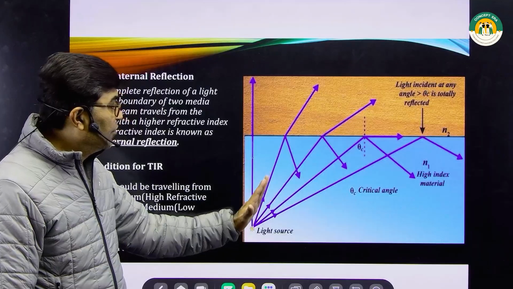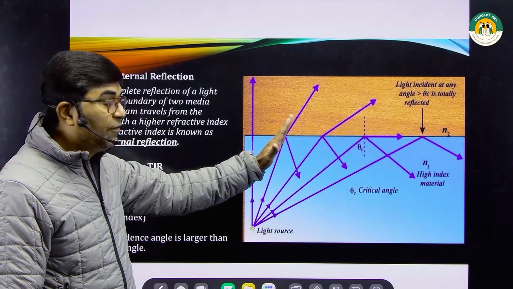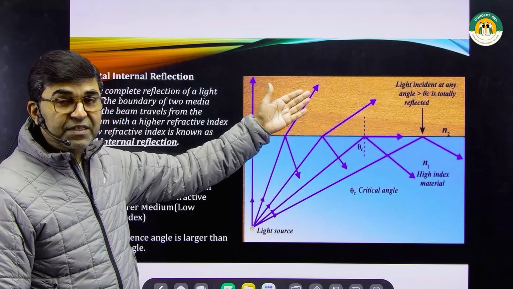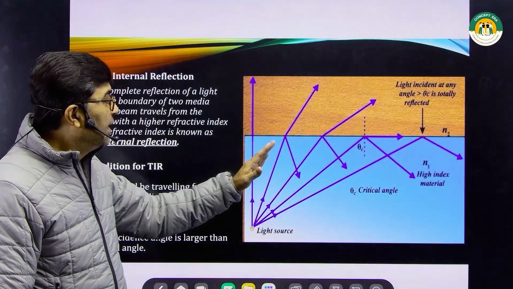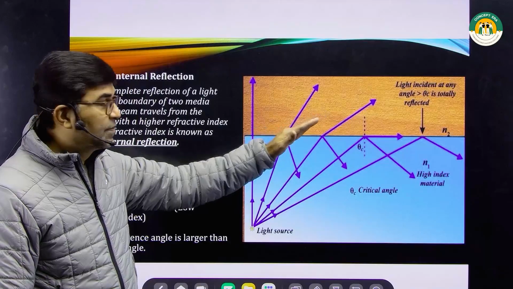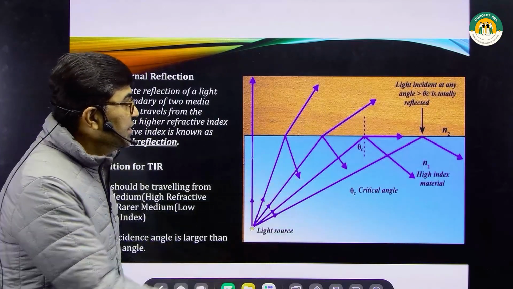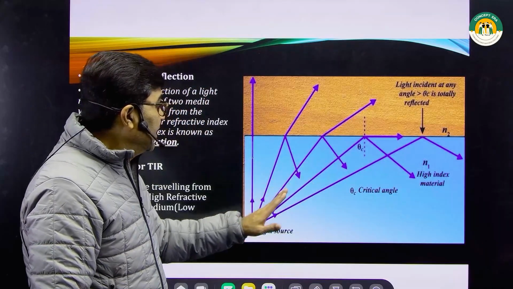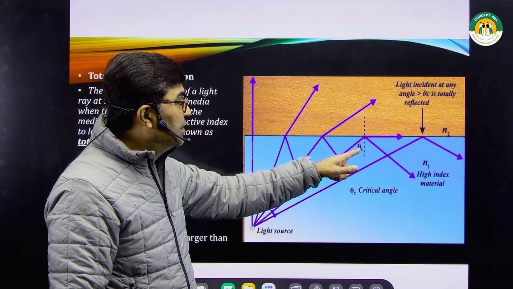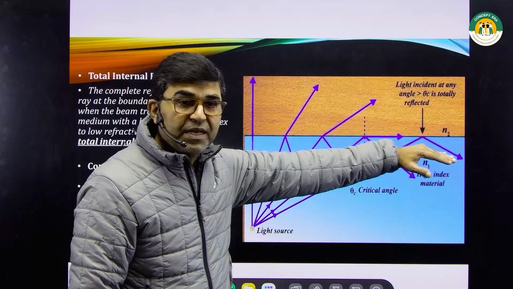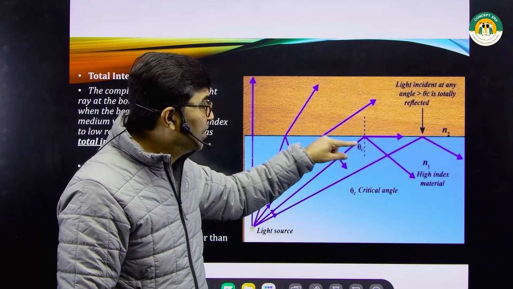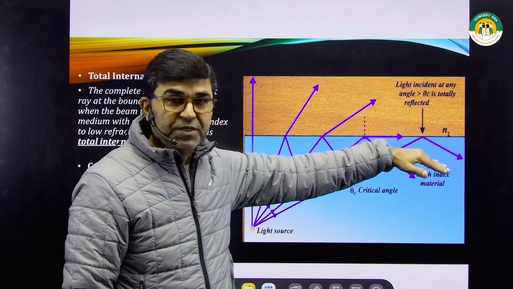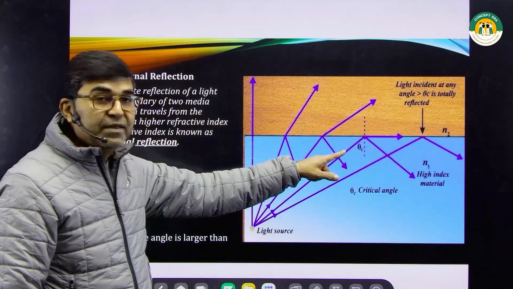Whenever the light is emerging out of water or any dense medium, when it is entering the rare medium, it will bend away from normal. If we increase the angle of incidence, the bending will be increased more and more until at a point, for a certain angle of incidence, the angle of refraction becomes 90 degrees. That is, now the refracted light is traveling along the boundary of the two media. That is called the critical angle.